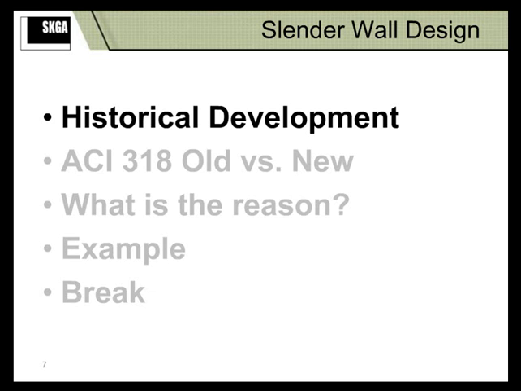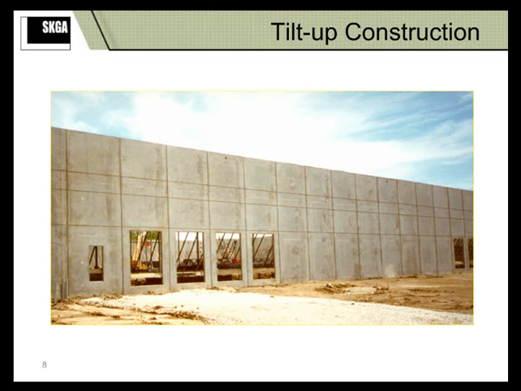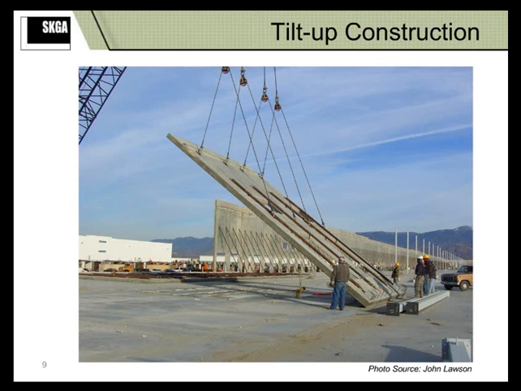So starting in our historical development, if we take a look at a typical tilt-up wall building with their concrete walls, for a while before the slender wall method was really in the code, engineers were experimenting with different ways of making these walls so slender. They were using a lot of second order effects and provisions that really were suspect to some plan checkers and some engineers in the field.